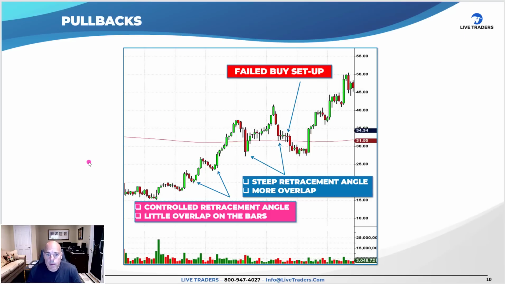Let's keep going. Pullbacks. Look to the left. We have a stock that went a little bit sideways. It bounced up, pulled back, bounced up, pulled back.